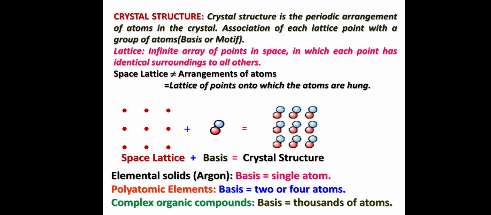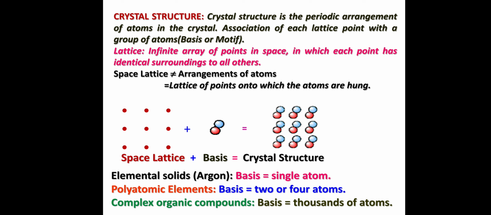But what is a lattice? A lattice is also known as a space lattice. So in space, an infinite array of points, or an infinite arrangement of points in which each point has identical surroundings to all others. That is called a space lattice or simply a lattice. So a space lattice is not just an arrangement of atoms, but a lattice of points onto which the atoms are hung.